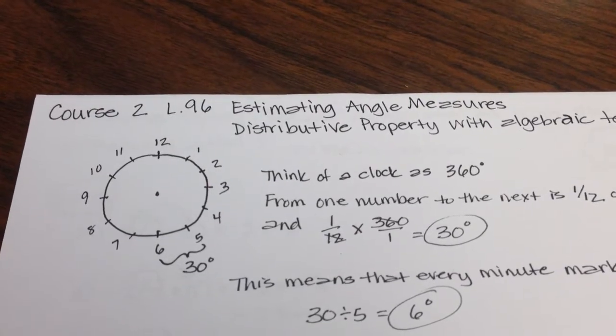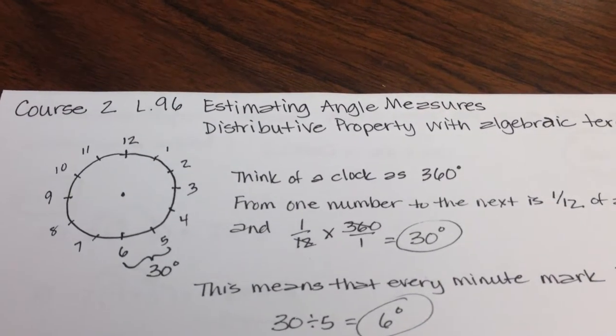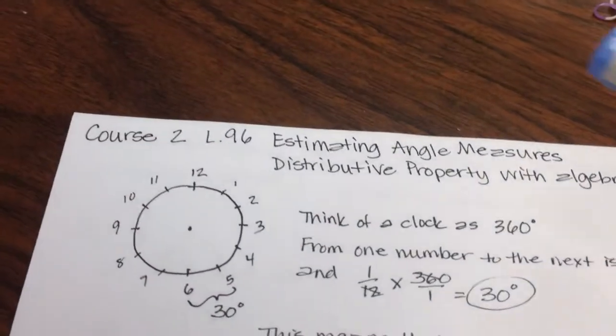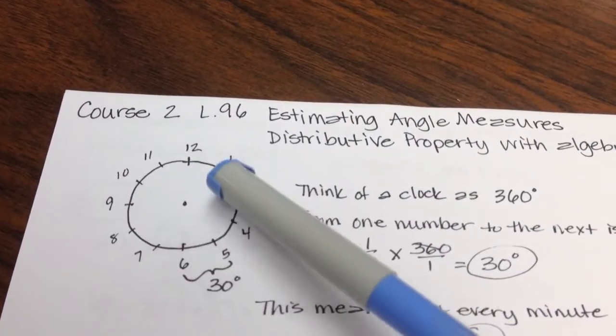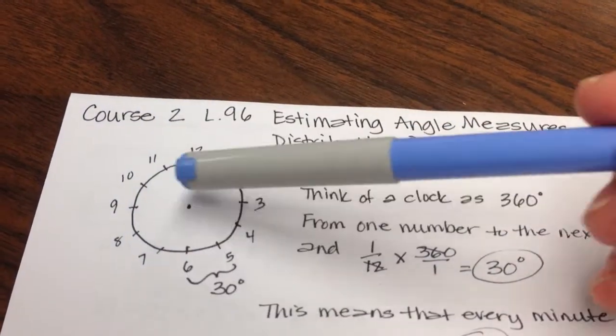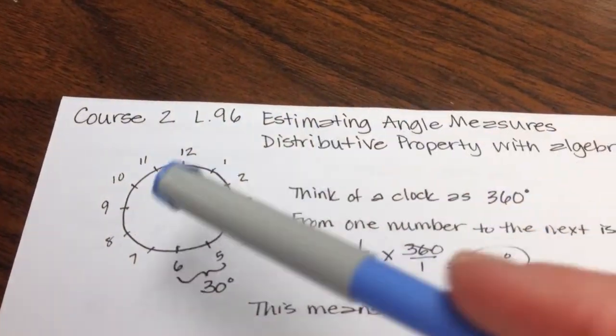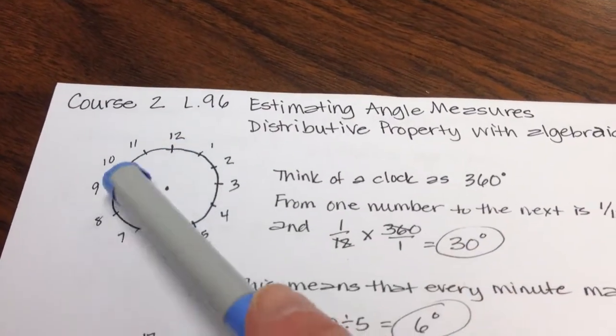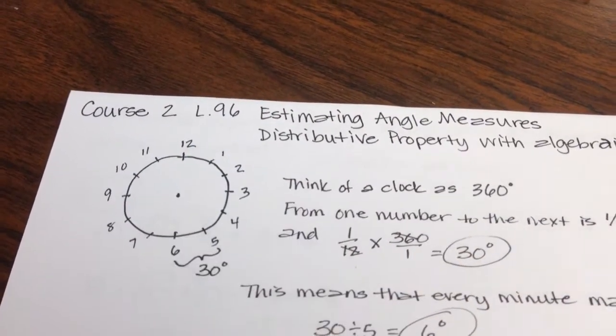Okay, Course 2, here we go, lesson 96, estimating angle measures, distributive property with algebraic terms. They're going to want you to think of the face of a clock. So you've got your 12, your 6, your 3, your 9, and all the numbers in between. A clock face is 360 degrees from 12 all the way around to 12, right? Because it's a circle. Well, that makes sense.